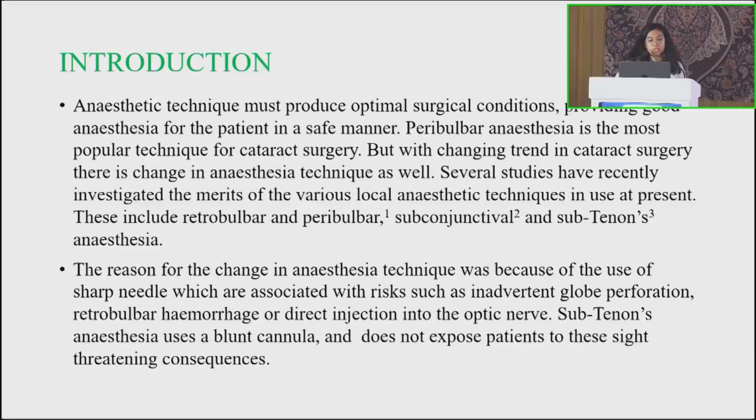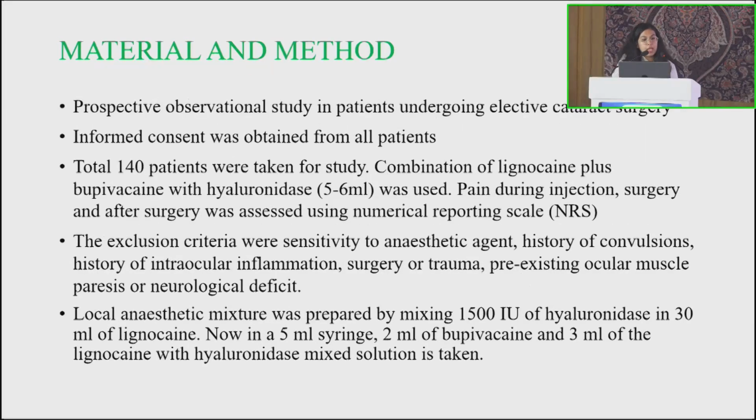The reason for the change in anesthesia technique was the use of a sharp needle, which was associated with risks such as inadvertent globe perforation, retrobulbar hemorrhage, or direct injection into the optic nerve. Subtenon anesthesia uses a blunt cannula and does not expose the patient to these sight-threatening consequences. This is a prospective observational study in patients undergoing elective cataract surgery. Informed consent was obtained from all the patients. A total of 140 patients were taken for the study.